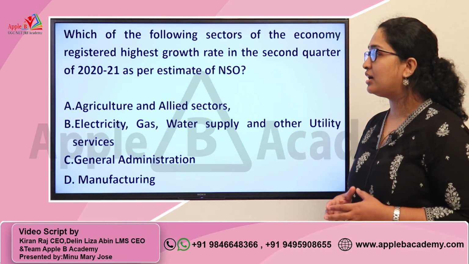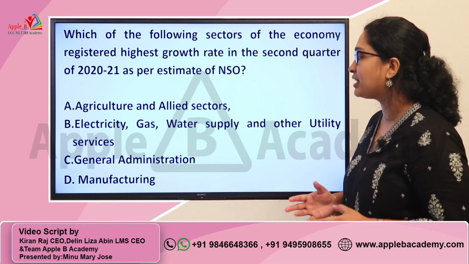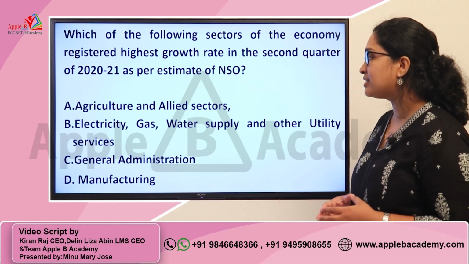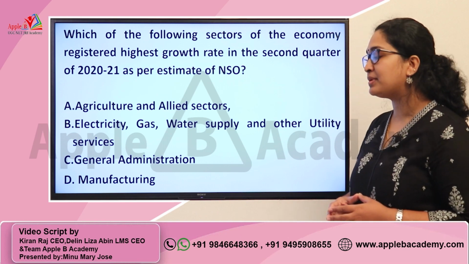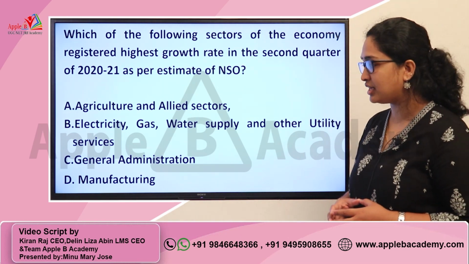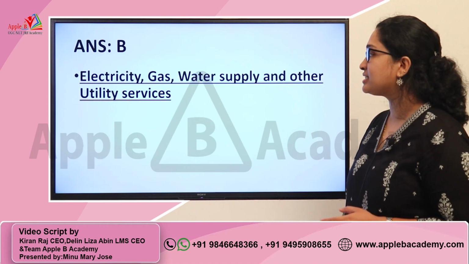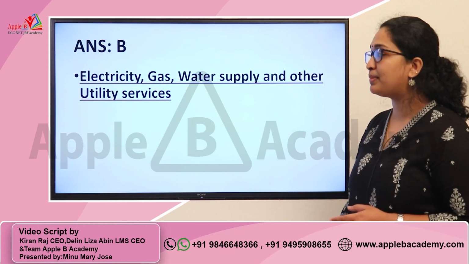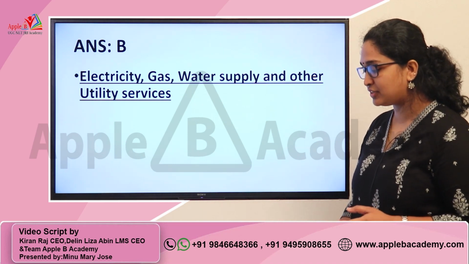So, this is the question from Indian economy, and the options given are agriculture and allied sectors, electricity, gas, water supply and other utility services, general administration and manufacturing. So, the answer for this question would be option B, that is electricity, gas, water supply and other utility services. So, this is the answer for that question.